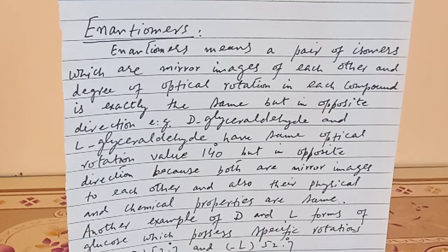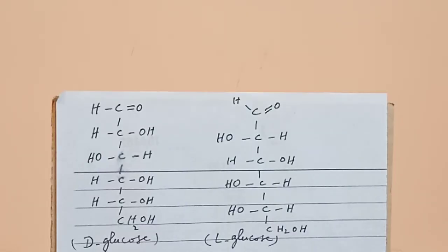This is totally a different concept. So here I would like to explain this example in detail with the help of structure. This is the example of enantiomers. When you are standing in front of a mirror, whatever is on the right side is observed on the left side, and the left side is observed on the right side. So this is the general concept for understanding enantiomers.